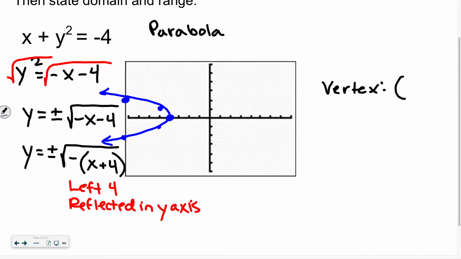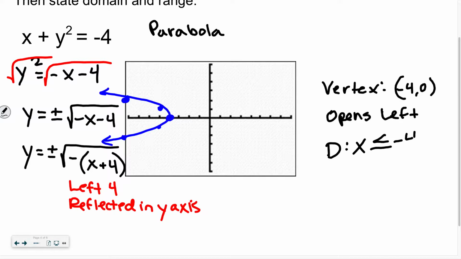What's the vertex? Negative 4, 0, opens left. Tell me about the domain. X is less than or equal to negative 4, and range, y is all real numbers. Remember, those are flip-flop from the x squared parabolas. In the x squared parabolas that we did early on, the domain would have been all real numbers. But now they're flip-flop because we switched x and y. Okay, questions or concerns?